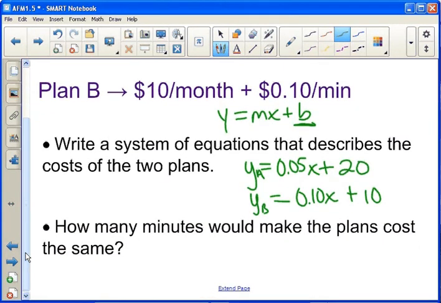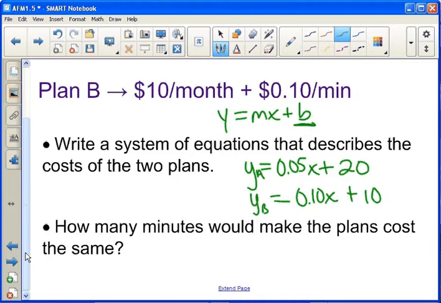So like we talked about, plan A is likely to be a better choice if you talk a lot. Plan B is likely to be a better choice if you talk a little. But what's the separation between a lot and a little? Is it 50 minutes? Is it 100 minutes? Is it 500 minutes? Is it 1,000 minutes? At what point does it become better to do one or the other?